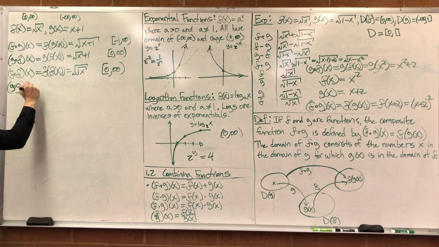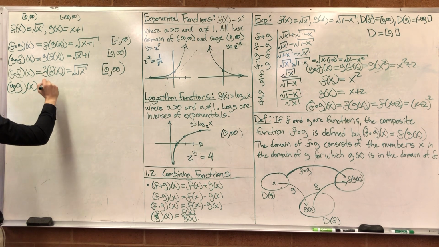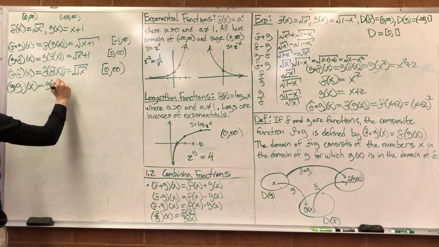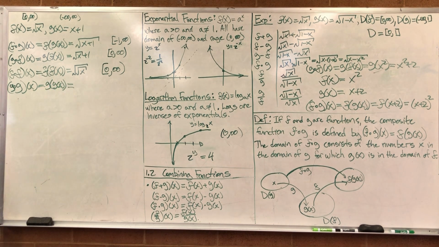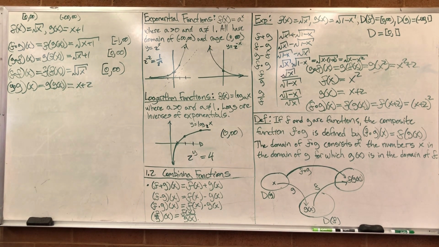G composed with g of x. What's that equal to? G of x. Okay, I'll do that. G of x, and then what's that equal to? Give it to me all in one go. X plus 2. X plus 2, right? X plus 1, x plus 2. Makes sense. Good? All right, domain of that, all real numbers. Same thing as the initial function.